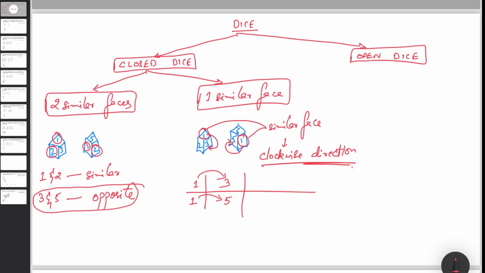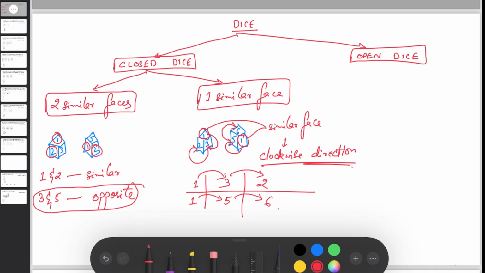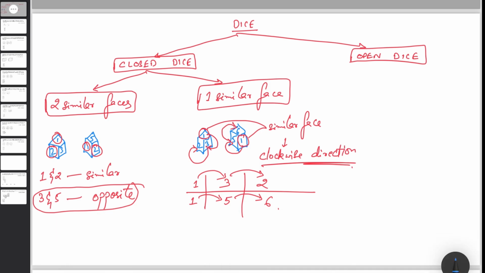And after 3, it's 2. So after 3, 2 is here. And after 5, 6 is here. So what is the opposite face of 5? The opposite face of 5 is 3. And the opposite face of 2 is 6. So 3 and 5 are opposite to each other, and similarly, 2 and 6 are opposite to each other. So these are the two cases of the closed dice.